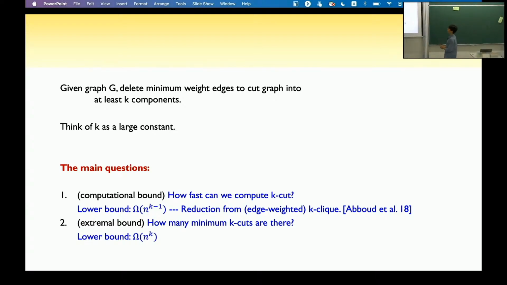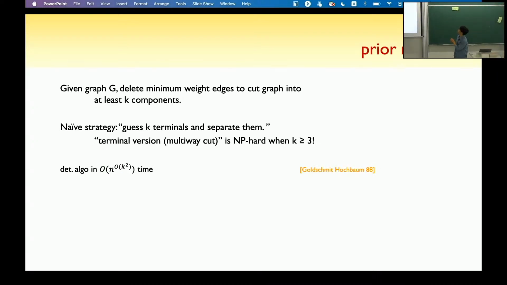Okay, good. So n to the k is a lower bound for the extremal question, n to the k minus 1 is a lower bound for the computational question. Now, of course, we have to study upper bounds. So yeah, let's try to give an algorithm for this problem.